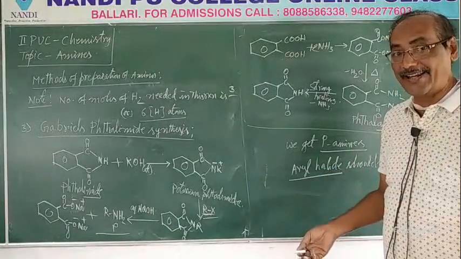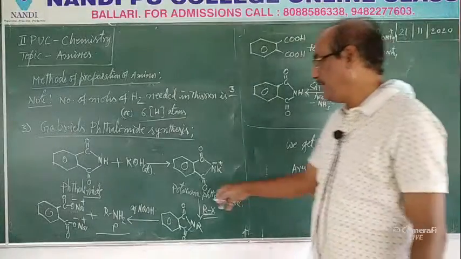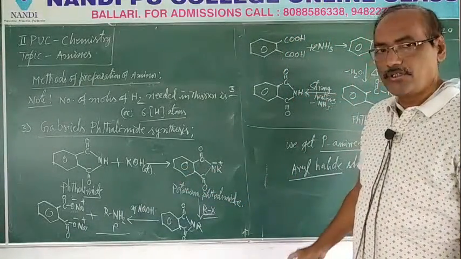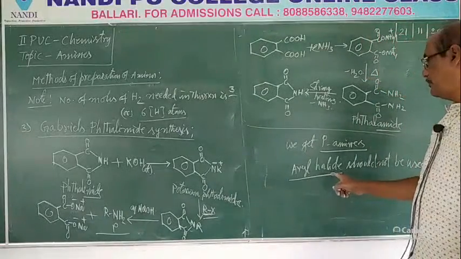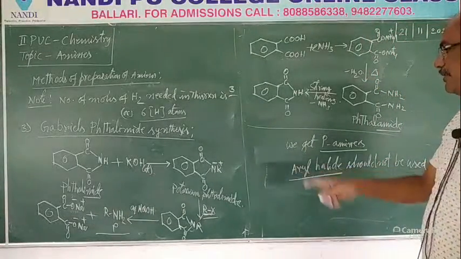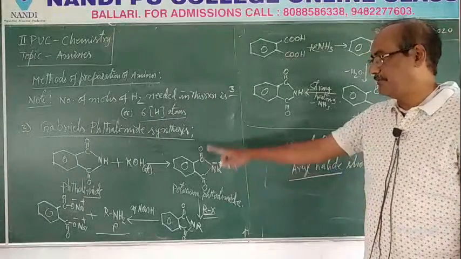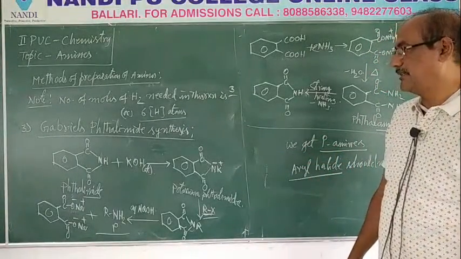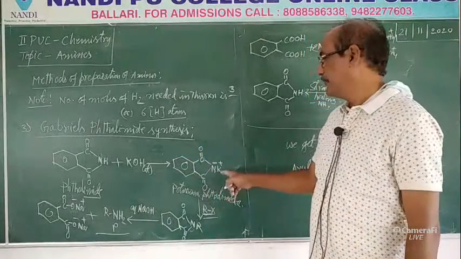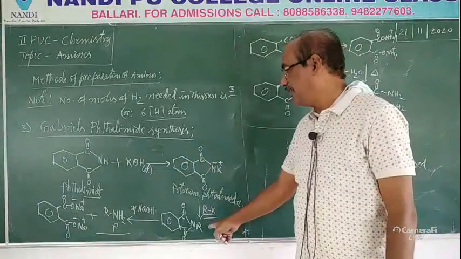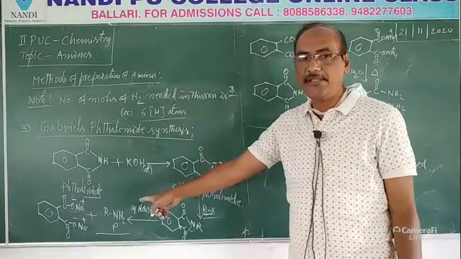Then how to get aryl amines? So here you can use another method. Right children? So we cannot use aryl halide. Aryl halide should not be used in this reaction. This is Gabriel's phthalimide synthesis. This is phthalimide, the potassium salt of phthalimide, potassium phthalimide, N-alkyl phthalimide and primary amine.